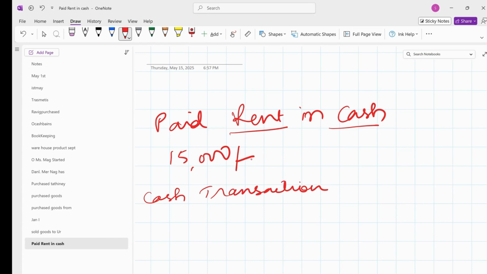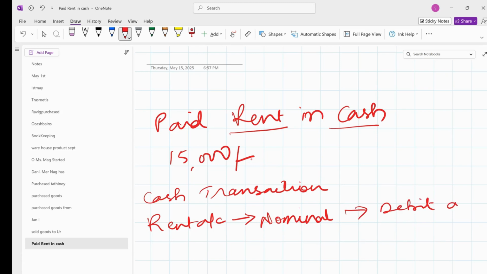Next one is the important one. Next one is rent account. So rent account belongs to nominal account. Okay. Nominal account rule is debit all expenses and losses, and credit all incomes and gains. And next one is cash.